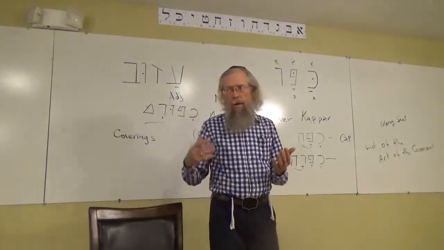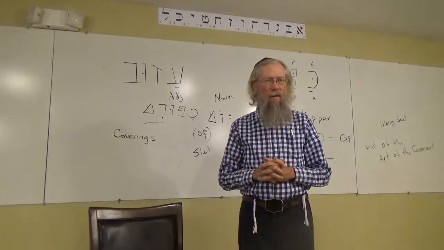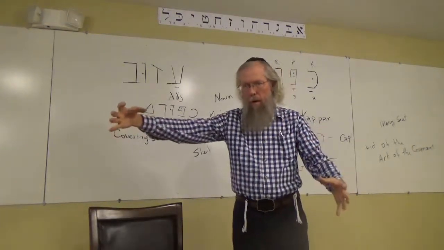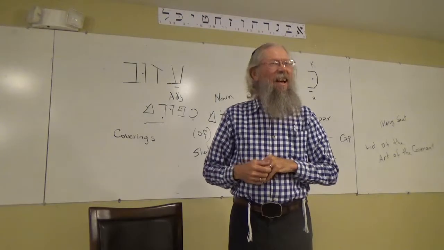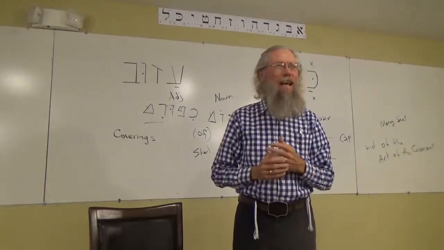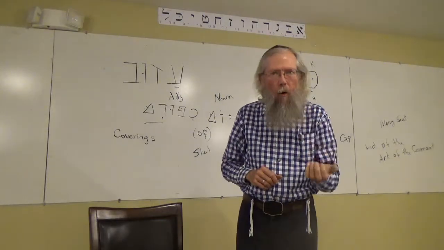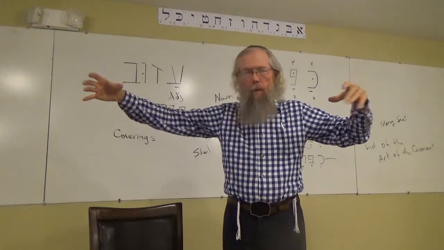You remember what was on each side? Sure. Yes, they had the poles on the side. And what else? What was standing on each end? Cherubim. So everyone say cherubim. Cherubim. And a cheruv. Cheruv is what? An angel. Okay.